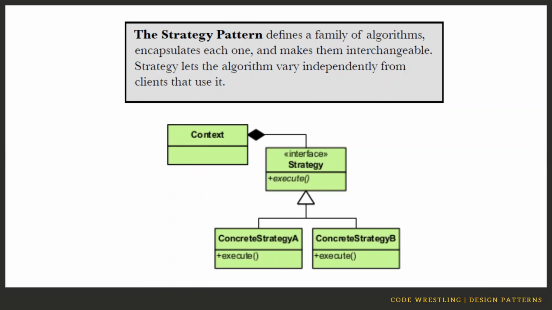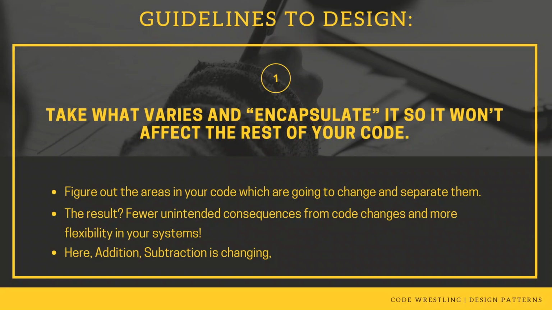So now let's understand it thoroughly with the help of a simple calculator example. But before that, let's learn some of the guidelines. The first guideline here is: take what varies and encapsulate it so it won't affect the rest of your code. Figure out the areas in your code which are going to change and separate them. The result? Fewer unintended consequences from code changes and more flexibility in your system.